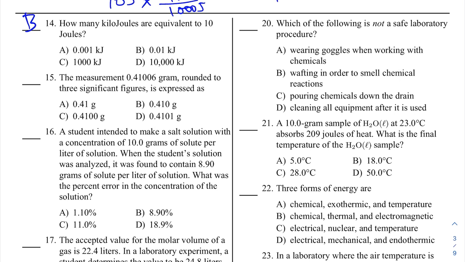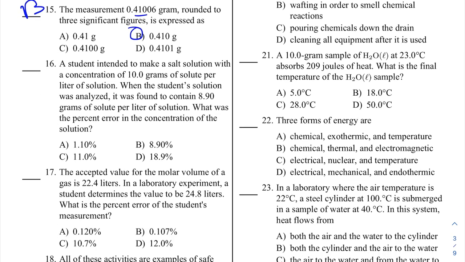The measurement, 0.41006 grams, rounded to 3 sig figs. Okay, so start at the decimal place. I'm going to count 410. Does a 0 round up? No, it does not. So there it is. 15 is B.